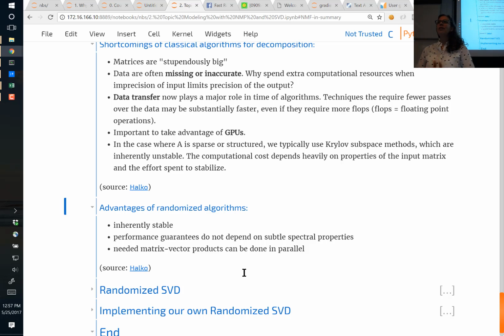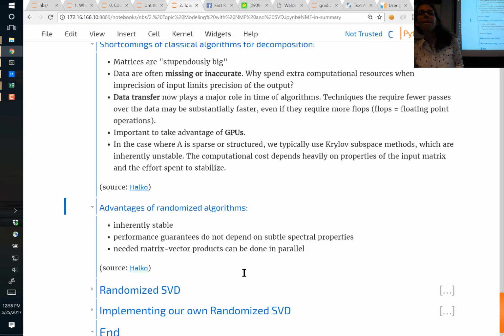But yeah, so I just want to introduce this idea of randomized algorithms. The idea is they're more stable. Their performance guarantees don't depend on these matrix properties. So the spectral properties of a matrix are based on what the singular values are. And then a lot of matrix vector products can be done in parallel. And so we're about at time. I'll come back to these ideas on Tuesday.